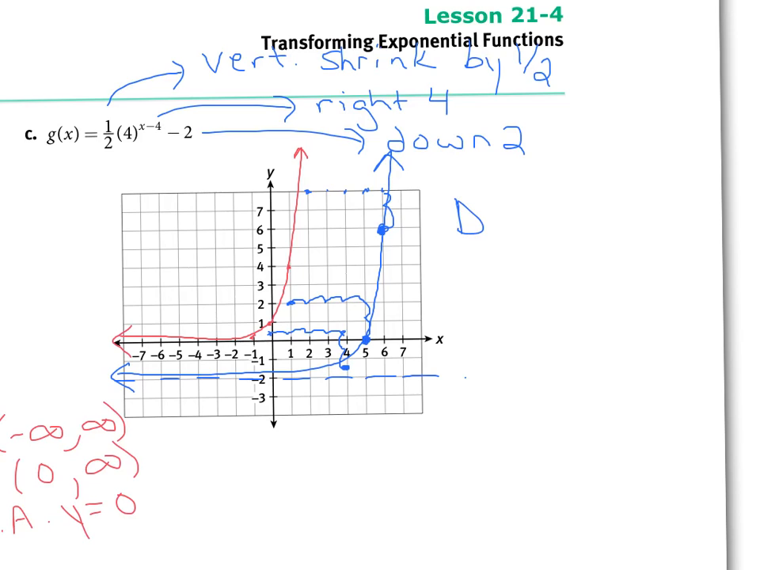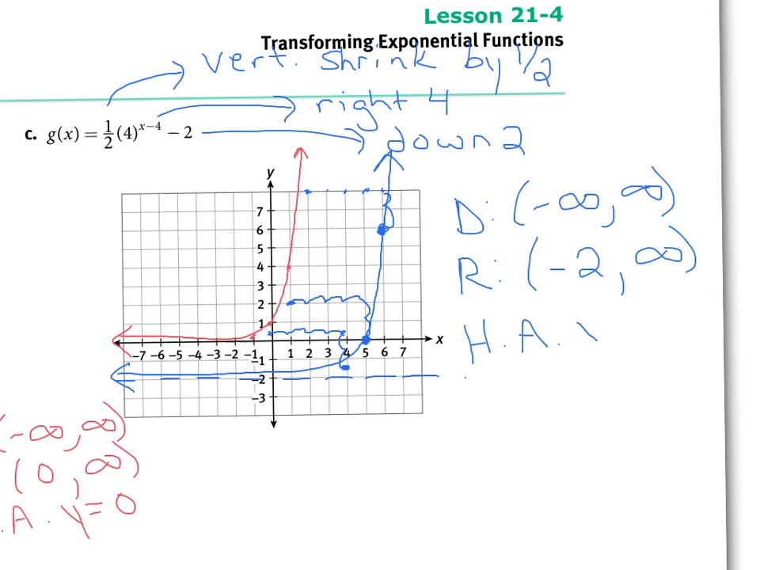The domain is still negative infinity to infinity. And the range, because our boundary line has shifted down, is negative 2 to infinity. That boundary line is our horizontal asymptote at y equals negative 2.